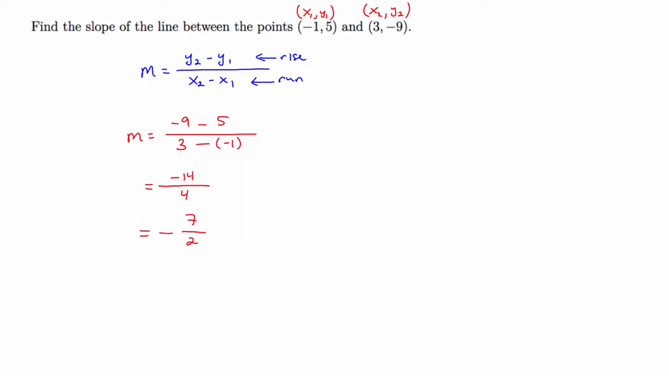Now if I go back to the beginning and change my designation, instead making (-1, 5) my x2, y2, and making my (3, -9) my x1, y1, the calculation will look different. It'll still be a fraction, there'll still be a subtraction in the numerator and denominator, but the subtractions will reverse. y2 minus y1 will now become 5 minus -9, and x2 minus x1 will become now -1 minus 3. Working out the arithmetic, in the numerator, 5 minus -9 becomes 14. In the denominator, -1 minus 3 is -4.